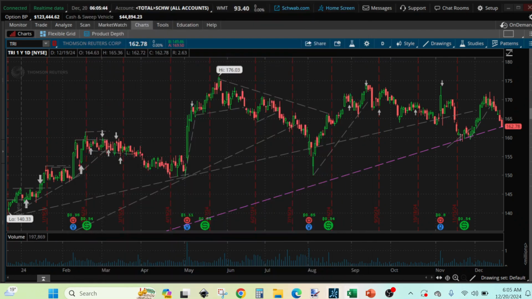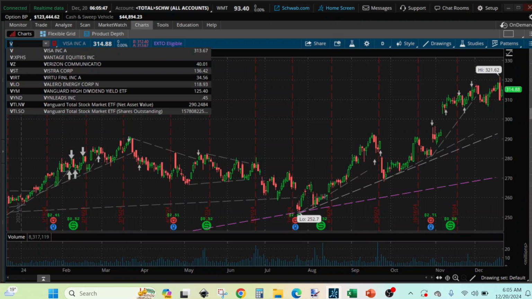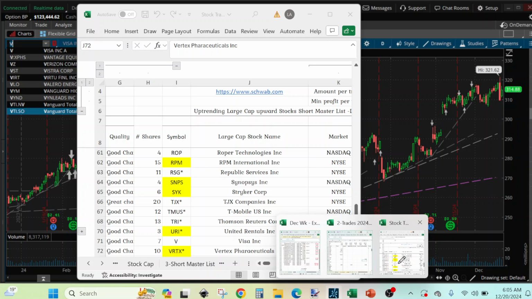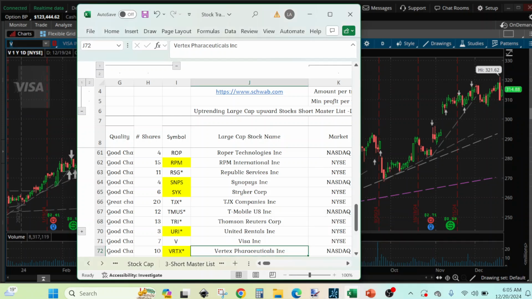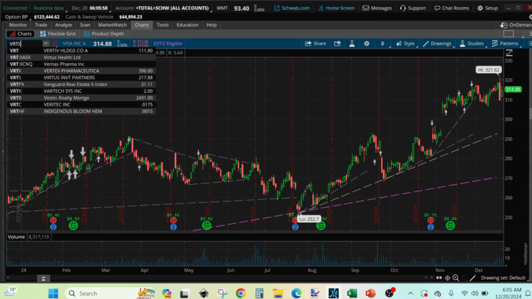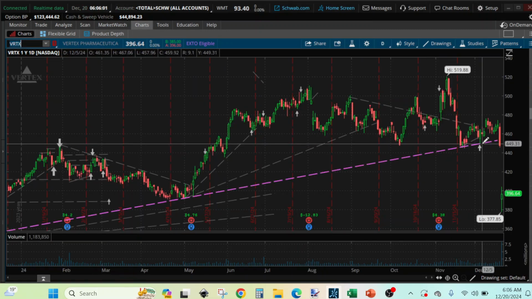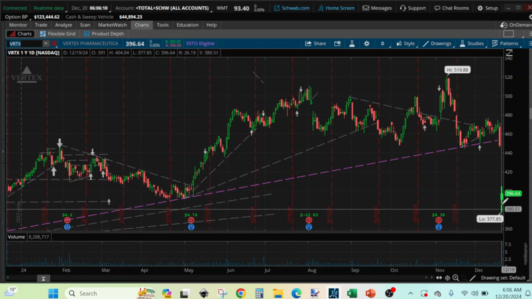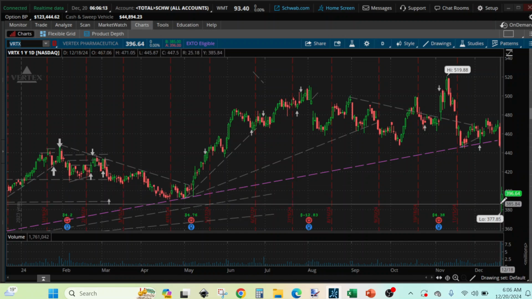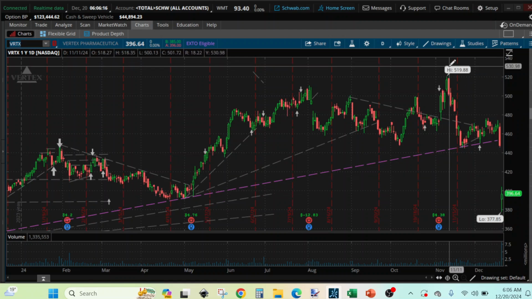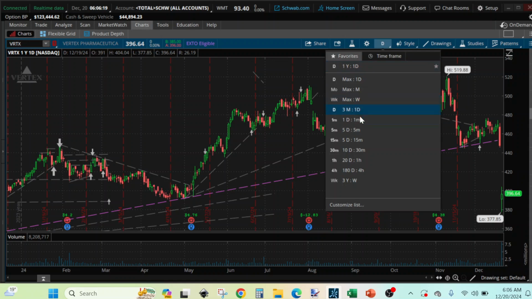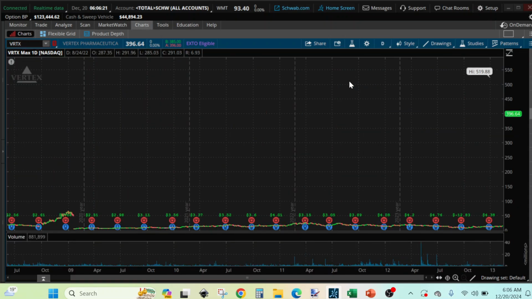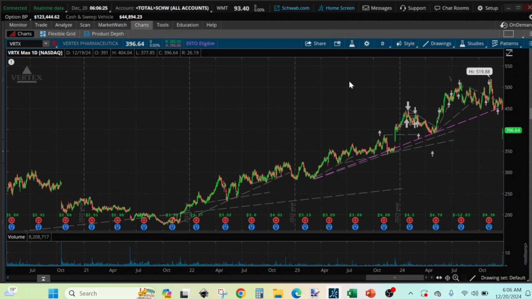V, and that is the line you like to buy at. VRTX. VRTX, we bought it at that line, and I don't know. Oh, look at that. Look at what it did yesterday. Wow, what a gap down. Okay, so let's go see the maximum daily chart. See where it's trying to go.